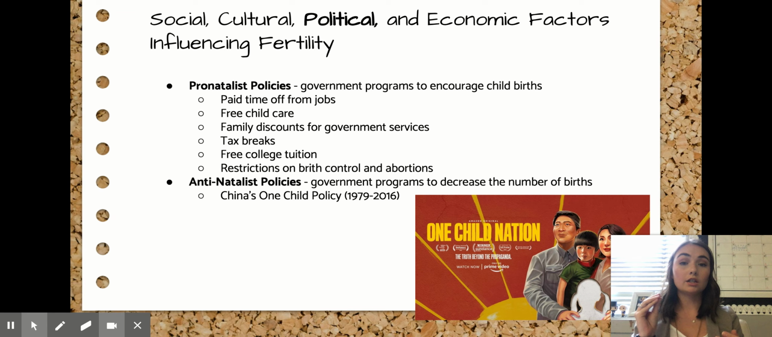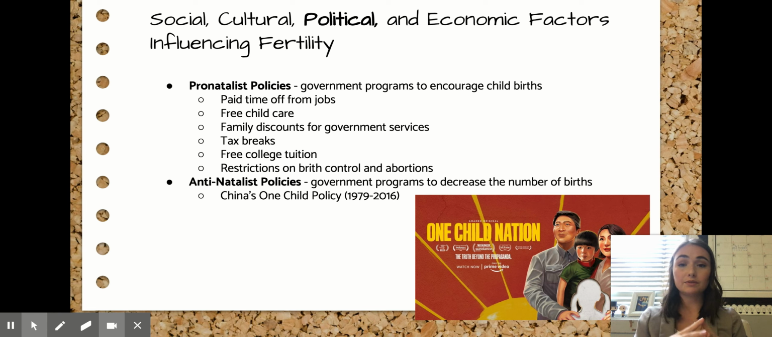Pro-natalist policies are government programs to encourage childbirths. So programs that governments implement because they want their people to be encouraged to have children. It's not as weird as it sounds.